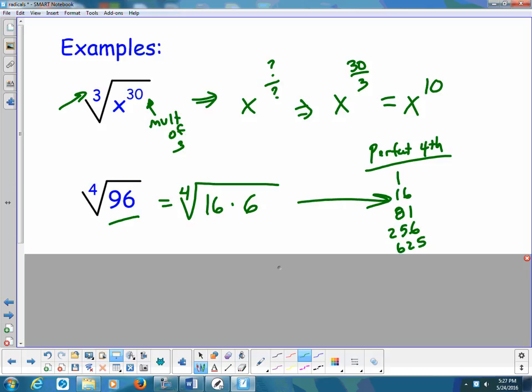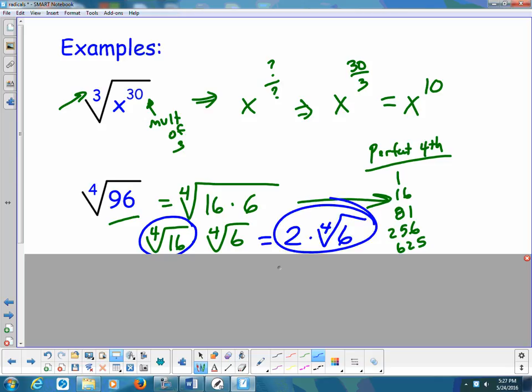And so I can split this up into 4th root of 16 times 4th root of 6 using one of our properties of radicals. And so 4th root of 16 is really just equal to 2, so I get 2 times 4th root of 6 as my answer.